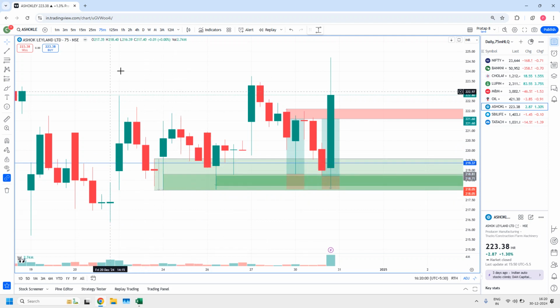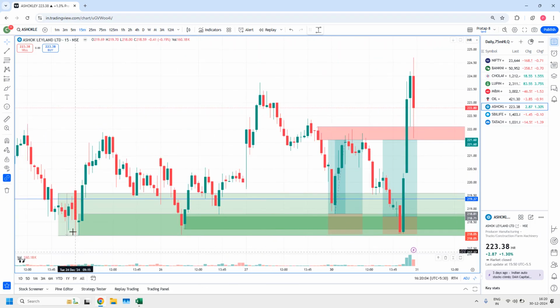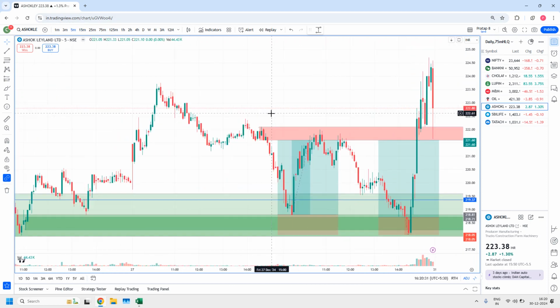Okay, how did I fine-tune this? With the 15-minute time frame. Here you have a 15-minute zone, drop base rally. This is the 15-minute zone. Maybe this 15-minute zone is acting as a high liquidity zone. This is the first time, this is the second time, this is the third time today, again the fourth time. This 15-minute zone is again fine-tuned with the 5-minute time frame.